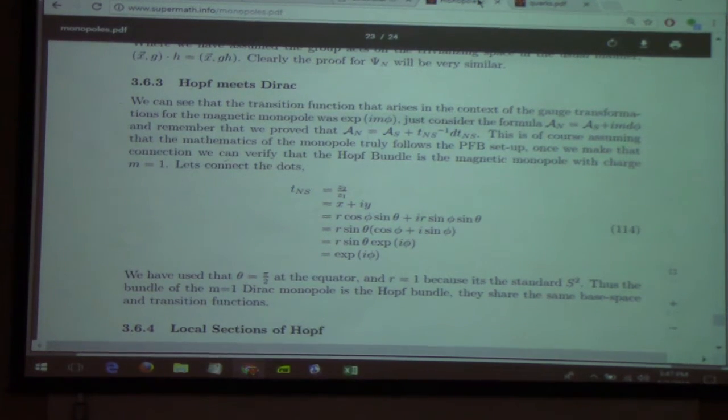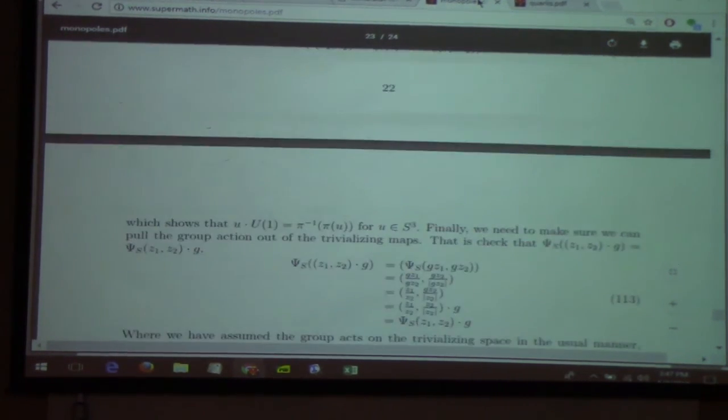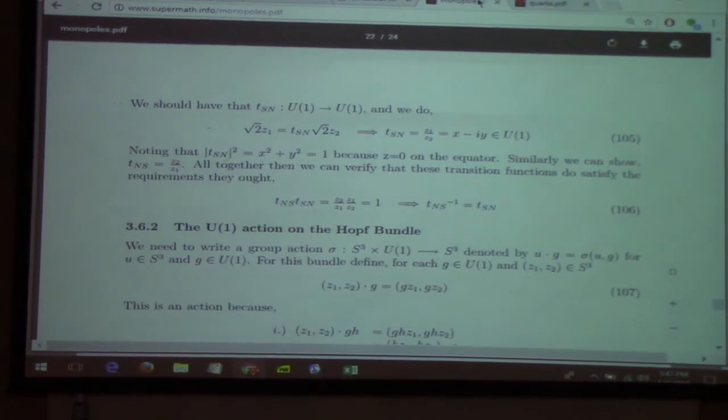But the other interesting thing, of course, is that if, as a thought experiment, one did exist and you could study Dirac's potential, you'd see that you're actually studying the same math as that of a principal fiber bundle, the Hopf bundle, which is described in more detail up here. What is the Hopf bundle?